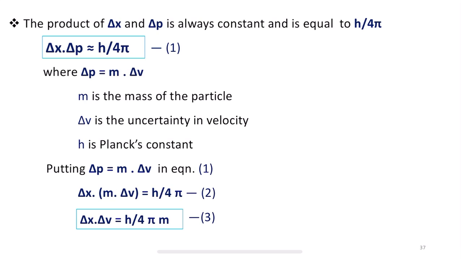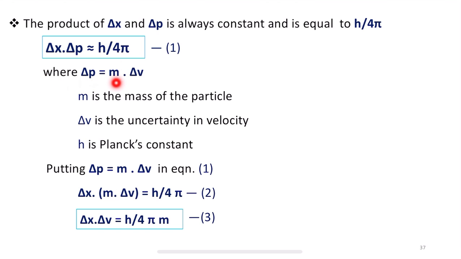that is the uncertainty in the momentum, where delta p is equal to m into delta v, where m is the mass of the particle and delta v is the uncertainty in velocity, is always constant and is equal to h divided by 4 pi, where h is Planck's constant again. That is, delta x into delta p is approximately equal to h divided by 4 pi, and this equation is called equation number 1.